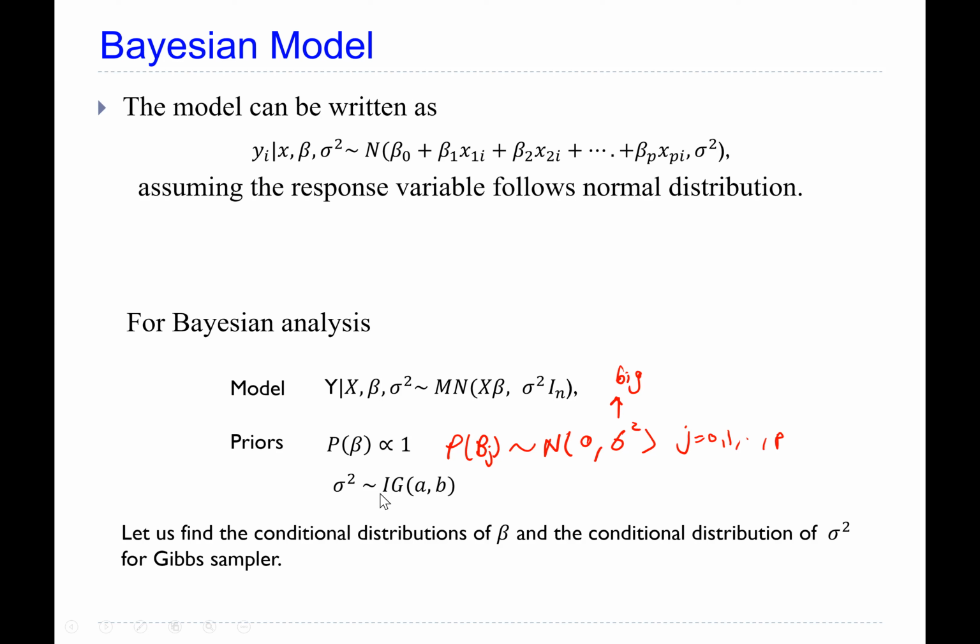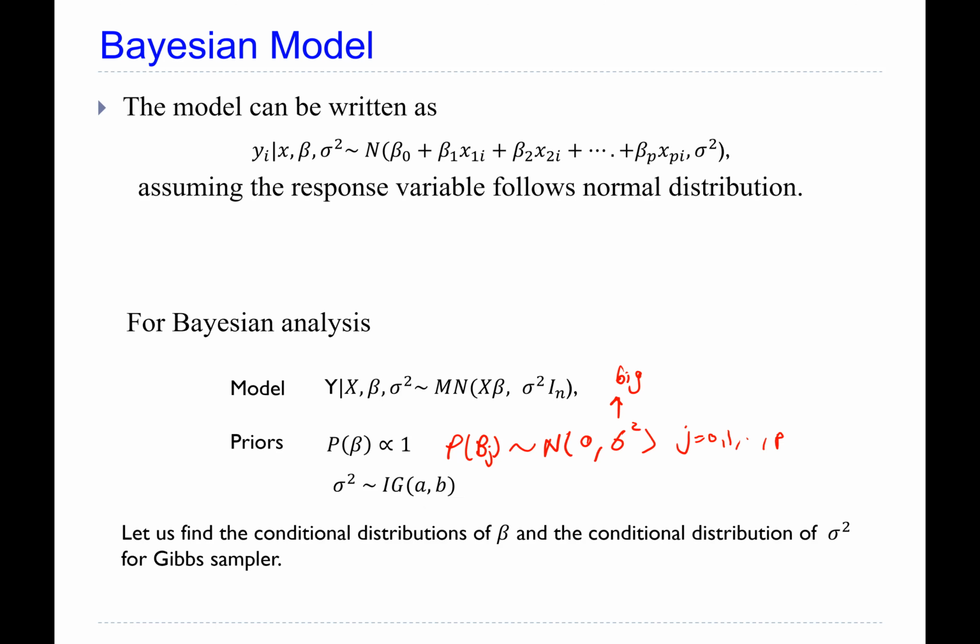Also, I need to assign a prior distribution for sigma square. Let's assign inverse gamma with A and B. I changed the notation from alpha and beta that we used many times, to A and B, because we have beta in our parameter. So I don't want you to get confused. So I used A and B rather than alpha and beta.